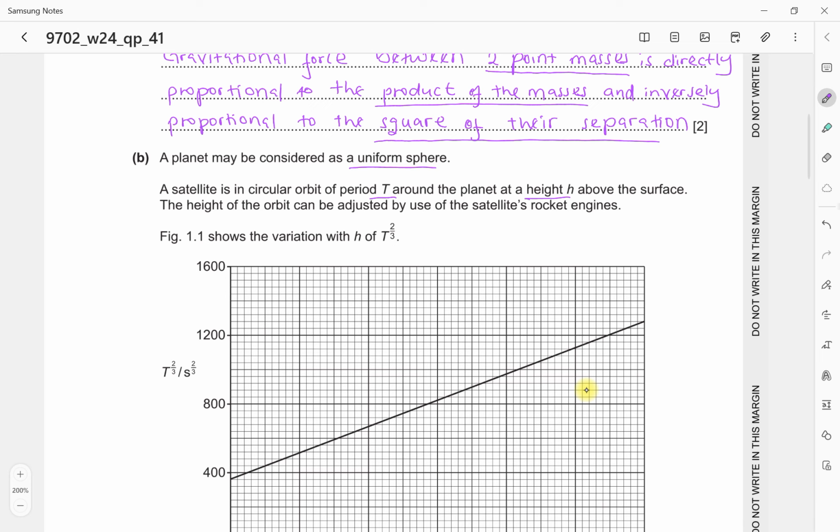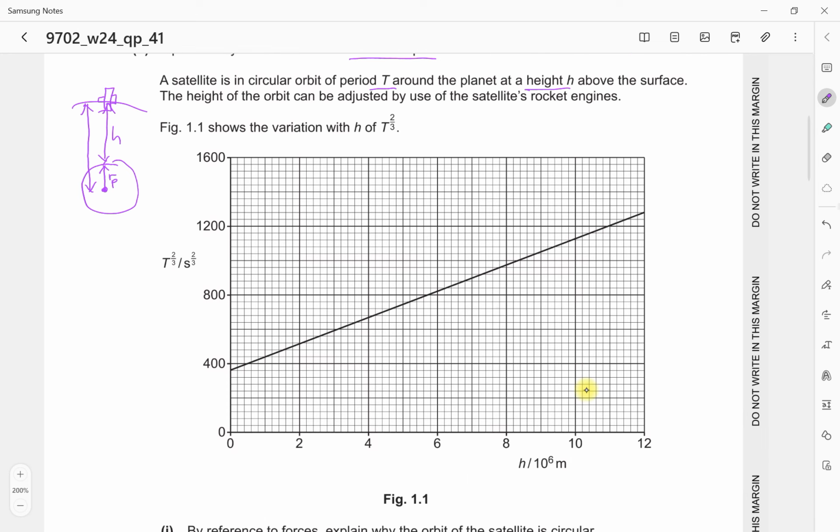So the planet is a sphere, so I will draw a sphere. Let's say that is the planet. And the satellite is in a circular orbit at a height h above the surface. So let's say the satellite is somewhere here, and this height is h above the surface of the planet. So it means the distance from the center of the planet, let me use small letter r, or rp, to be the radius of the planet. So the radius of orbit of the satellite is going to be rp plus h. Okay, so the figure shows the variation of h with T squared, T power 2 over 3.